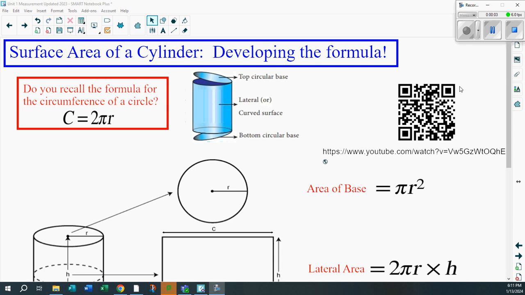Developing the formula for surface area of a cylinder. Interesting thing is you did cylinders in grade 9. So we're just going to expand upon this and look at this in terms of the surface area of a cylinder.